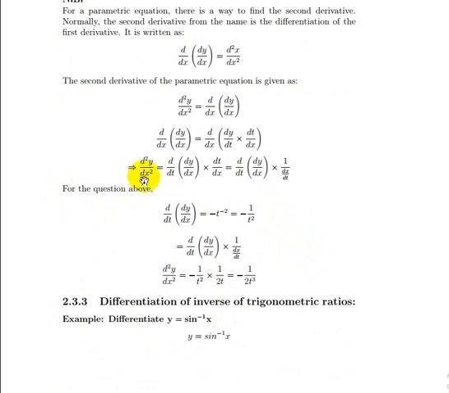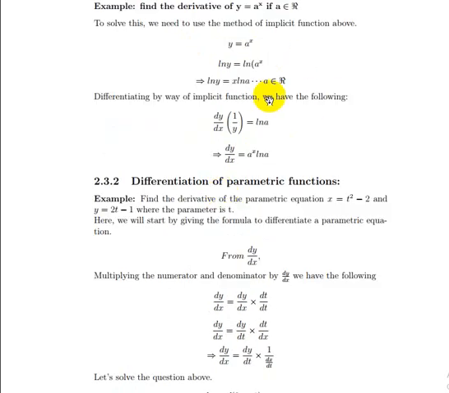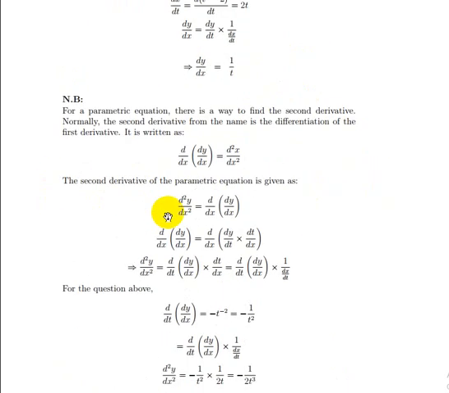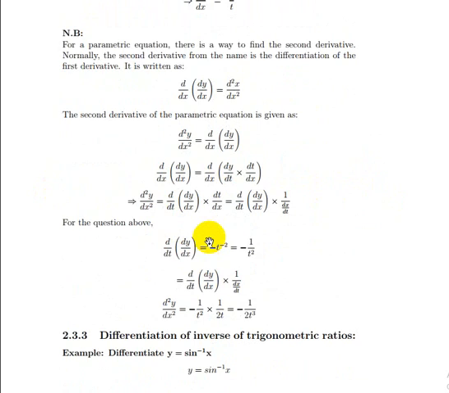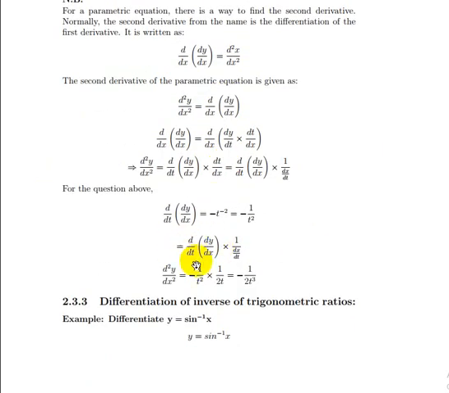Now for the question above, if you're asked to find the second-degree differentiation, d squared y all over dx squared, of the function above, this initial parametric function x = t squared minus 2 and y = 2t minus 1, the initial function we differentiated was 1 over t. We are going to differentiate it again with respect to t.